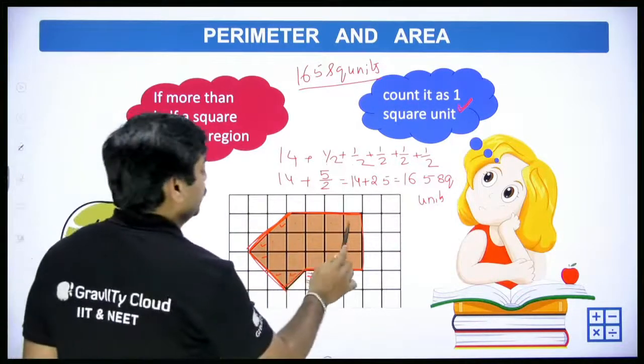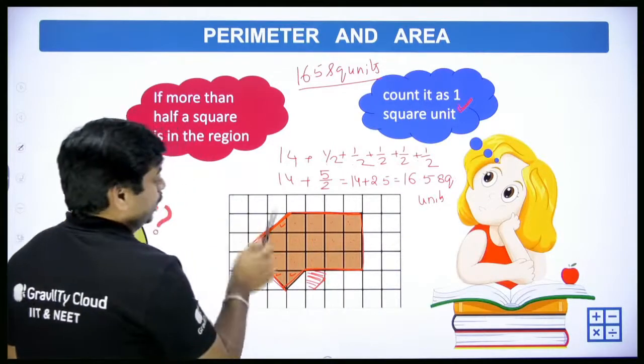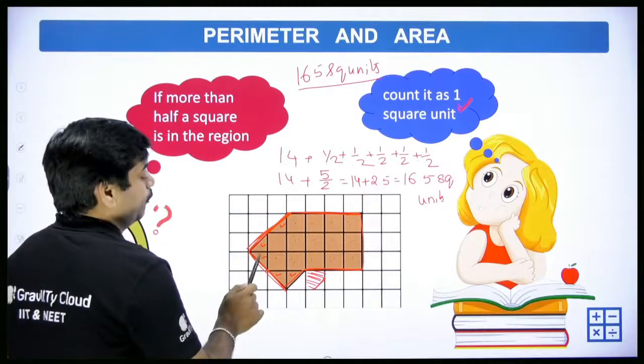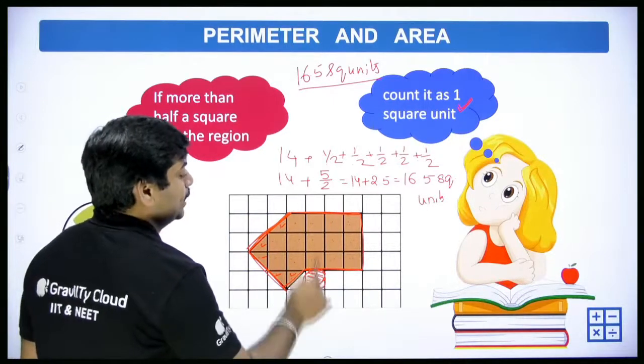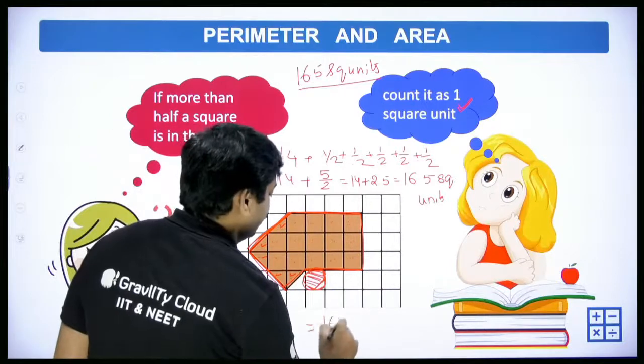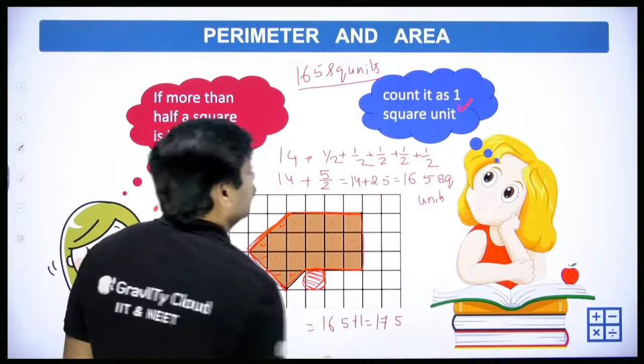So 1, 2, 3, 4, 5, 6, 7, 8, 9, 10, 11, 12, then 14. 14, 14.5, 15, 15.5, 16, 16.5, plus 1 complete thing is coming here. So that will give you 16.5 plus 1, which is 17.5.